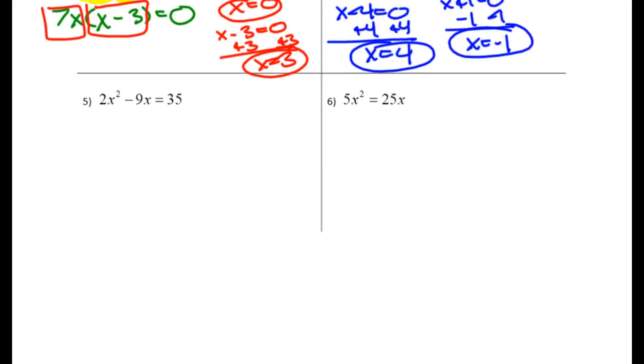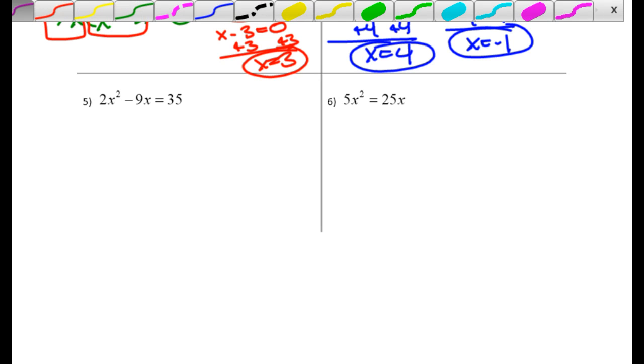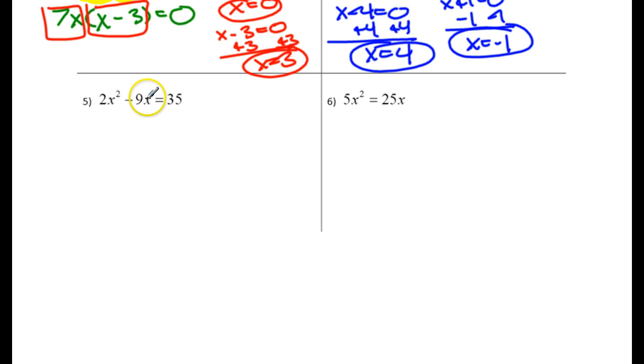Alright? Number 5. So here we have 2x squared minus 9x equals 35. So think about, how do we need to start this? I can't factor it because I don't have it in standard form. I need to move this 35 over here. I want this to be 0, so to get rid of 35, I do minus 35. This now makes my quadratic equation 2x squared minus 9x minus 35 equals 0. Now I'm ready to factor it.